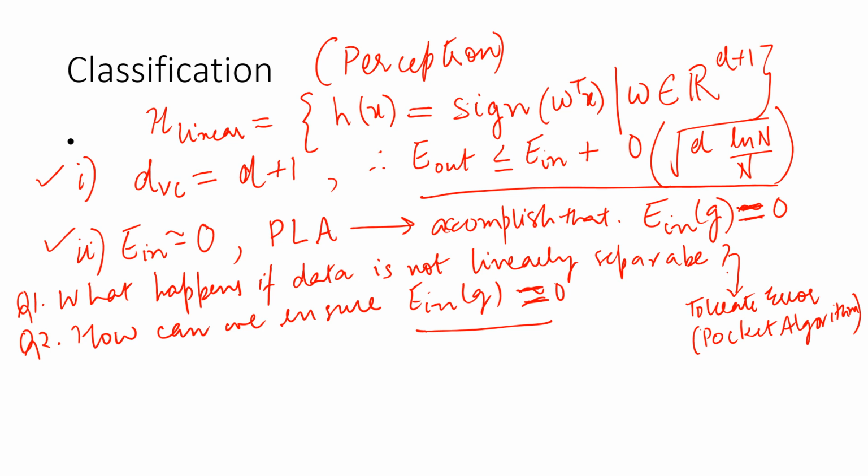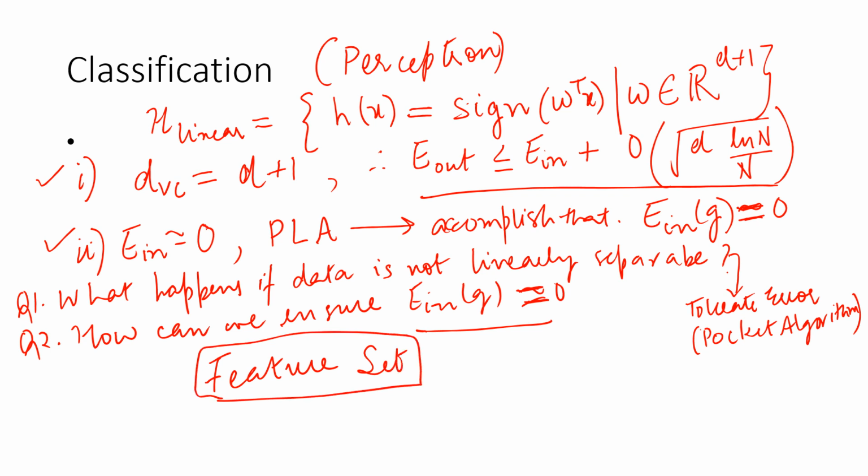Now here comes the machine learning expert and the domain expert, and both of them sit down. One solution that they can come up with is a good feature set. We'll see in today's lecture how that is going to help us. So what they have to come up with to answer the second question is a good feature set. If we are able to accomplish that, then to a certain degree, we can ensure E in to be small.